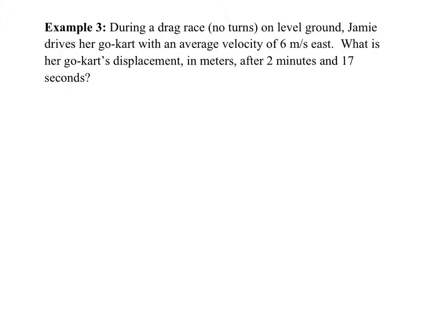During a drag race, and a drag race, by the way, is where there's no turns. It's a straightaway. So your book refers to drag races a lot. You need to know that it's only one dimension. You're not turning the car ever in a drag race. Fast and Furious, have you seen the originals? So during a drag race, no turns on level ground, Jamie drives her go-kart with an average velocity of 6 meters per second. How fast is 6 meters per second?